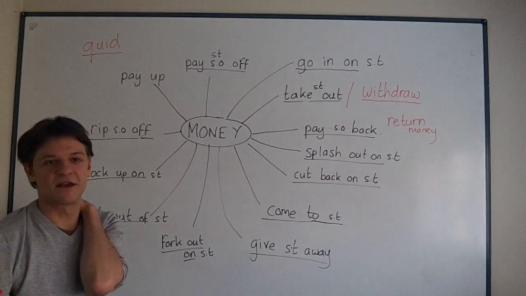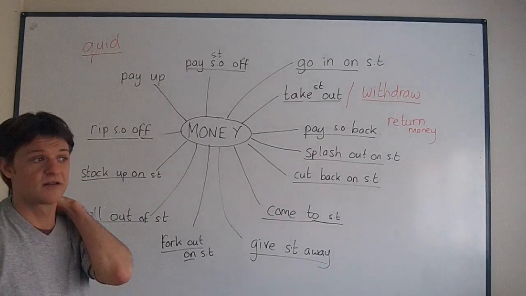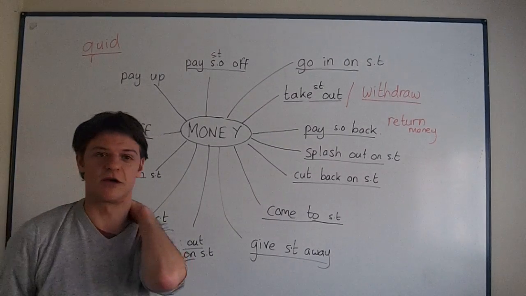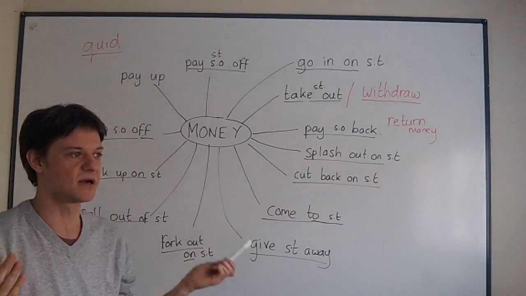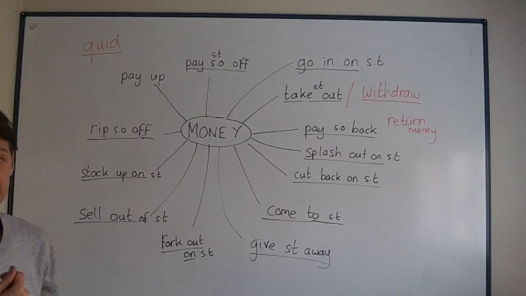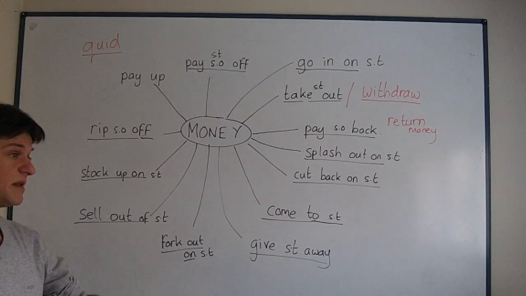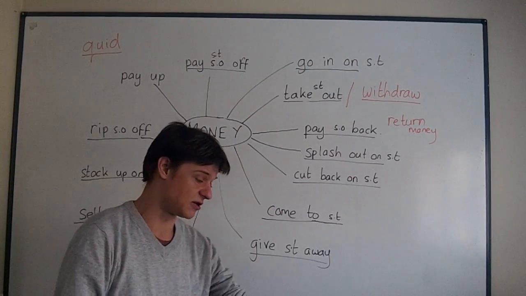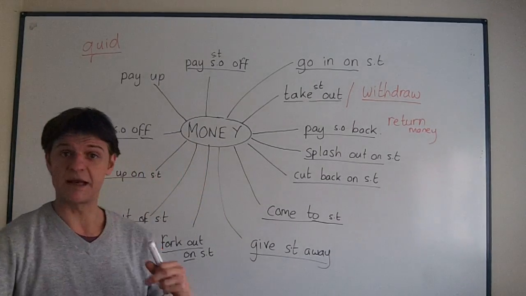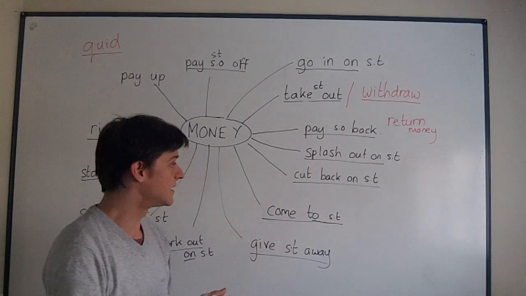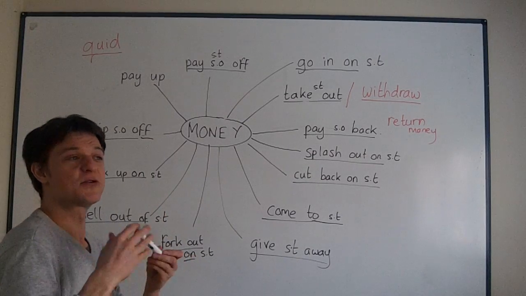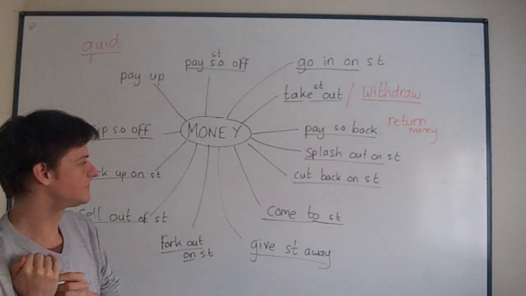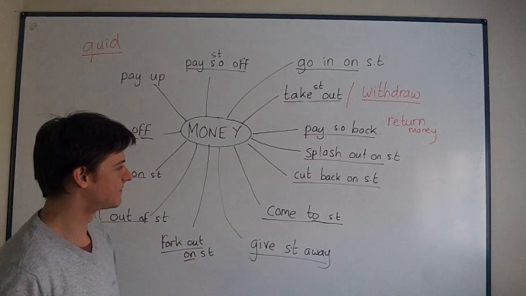Okay, if you splash out on something, it means you decide to spend a lot of money on something that very often you really want. So maybe you could splash out on a new car. Yeah, you think I've been working really hard recently, I've made a lot of money, I'm going to splash out on a new car. But it could be a new computer, it could be a new phone, it can be anything, but it means spend a lot of money. So spend quickly and a lot of money. Okay, splash out on something.